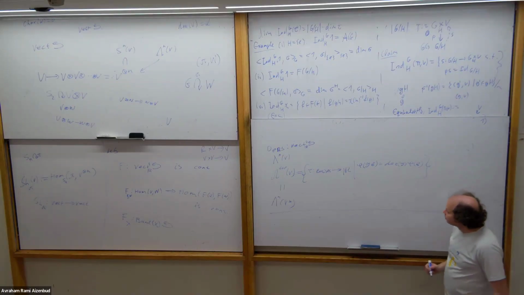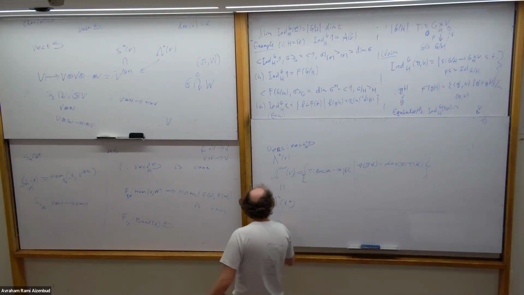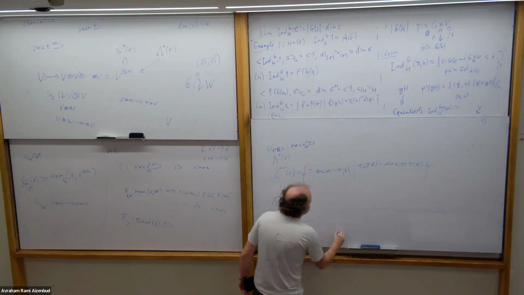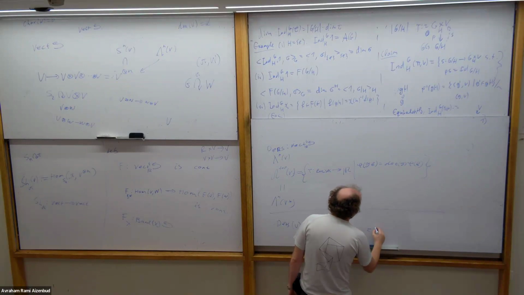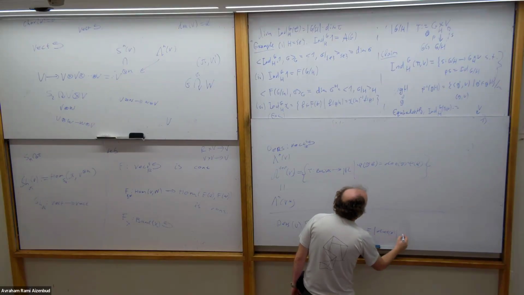And so now we want to define densities. The same thing, but here I want the absolute value of the determinant of g.